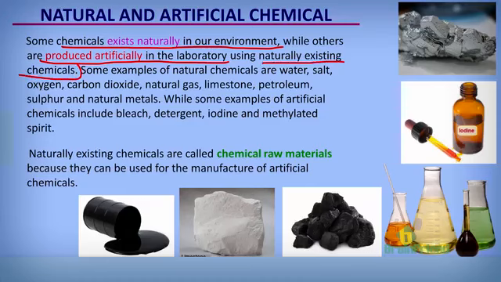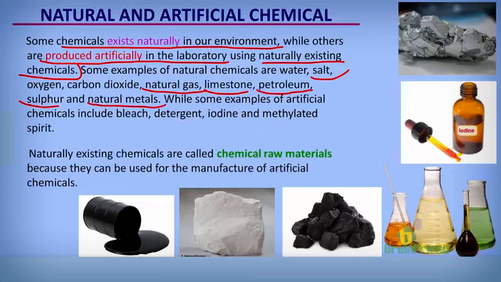Some examples of natural chemicals are, I expect you to name some. Carbon dioxide is a natural chemical found in the air around us. How about oxygen? It is also a natural chemical. Water, too, is another example of a natural chemical. Other examples include salt, natural gas, limestone, petroleum, sulfur, and natural metals.